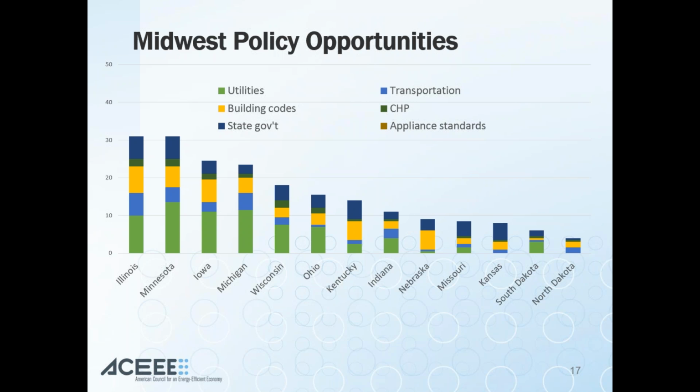So here we're looking at state scorecard results for 2015 in the Midwest. And you can see each of those colored blocks represents a different policy area. We award the most points in the utilities category, but there are many other important policy areas for states to consider. Building codes, state government-led initiatives, combined heat and power, and appliance standards are all policy options that states should consider in thinking about Clean Power Plan compliance.